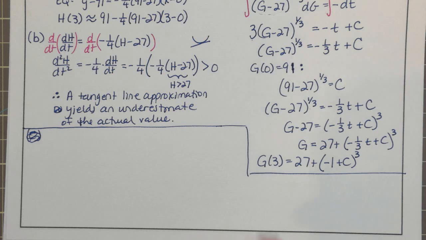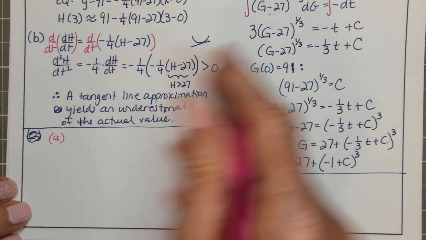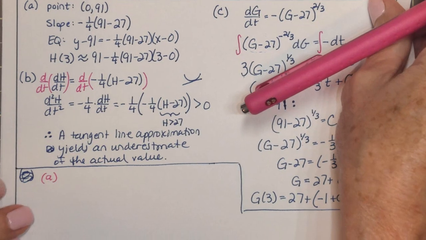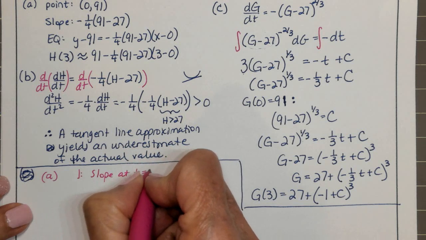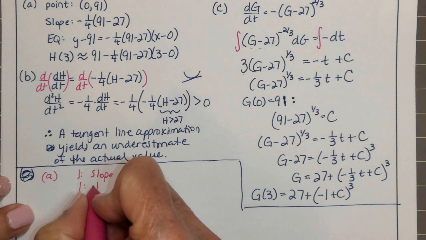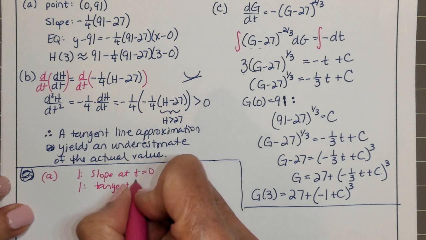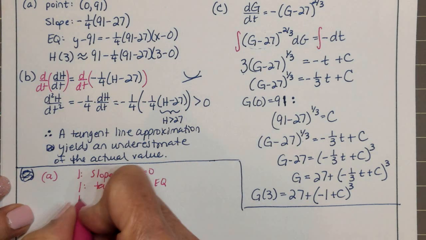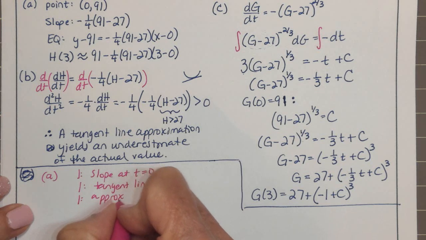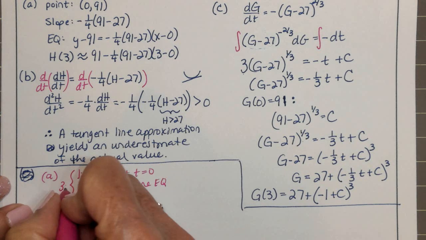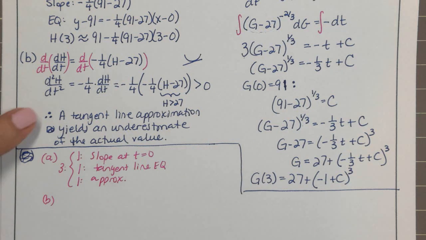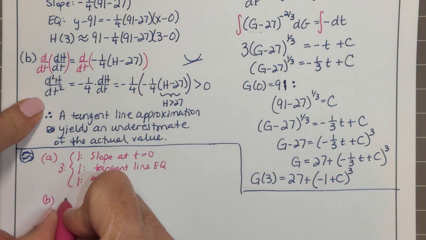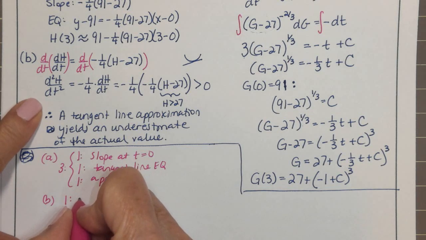All right. Scoring on this problem. 1 point, part A. 1 point was for the slope at time 0. 1 point was for the tangent line equation. 1 point was for the approximation. 3 points. Thought that would only be worth two, but it was worth 3 that year. Part B, I would think would be worth 2 points, but it was only worth 1 point. 1.4, underestimate with reason.